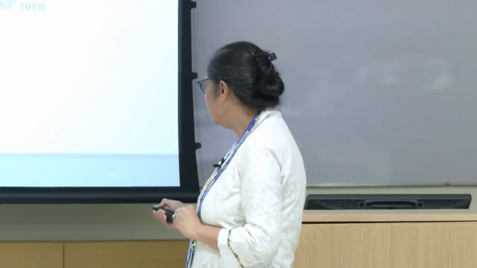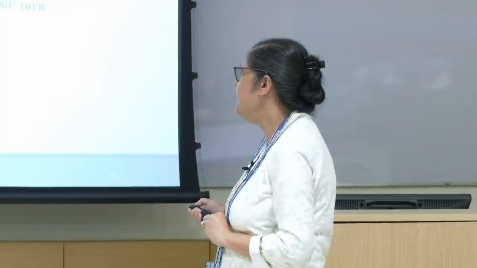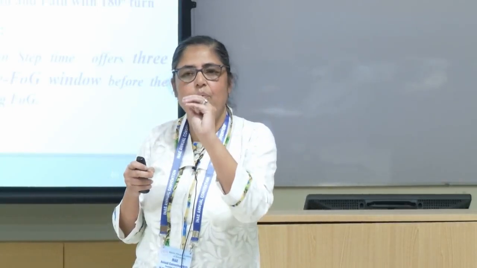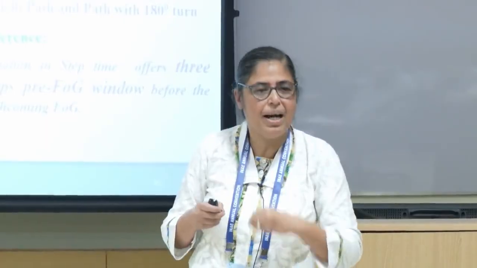For example, in the case of double limb support time, we could see that only 1 step before the freezing, we could catch the possibility of freezing of gait, and that too in a 180-degree pathway and dual task condition. So we thought, okay, what about step time? For step time, we could see a very interesting result. It was able to catch the possibility of one's freezing 3 steps before. So that means we get a bigger window, right? We can sense the possibility of freezing.